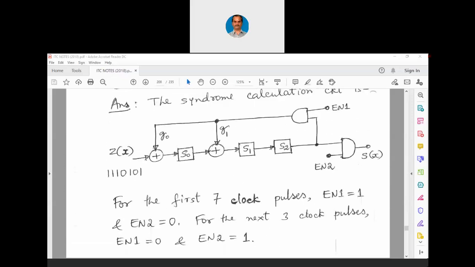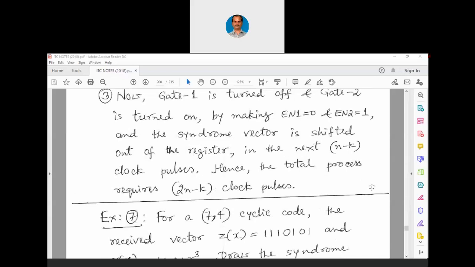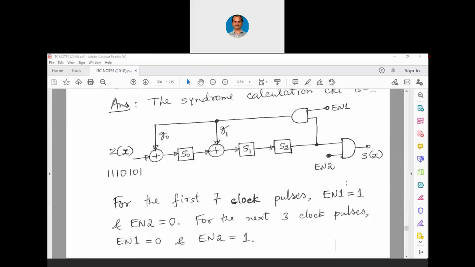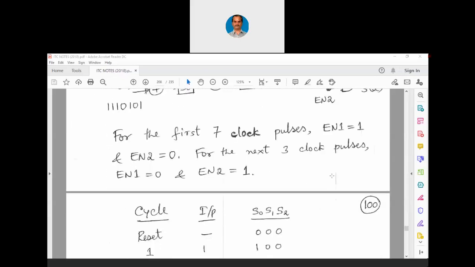So for the first 7 clock pulses, enable 1 is 1 and enable 2 is 0. For the next 3 clock pulses, enable 1 is 0, enable 2 is 1, as is evident. For the first 7 clock pulses, we have to take all these 7 bits inside, so we require 7 clock pulses. Next 3 clock pulses are only to take the syndrome outside. So totally we require 10 clock pulses. That was also mentioned as 2n minus k clock pulses, so 14 minus 4 clock pulses. So let me show you the result.